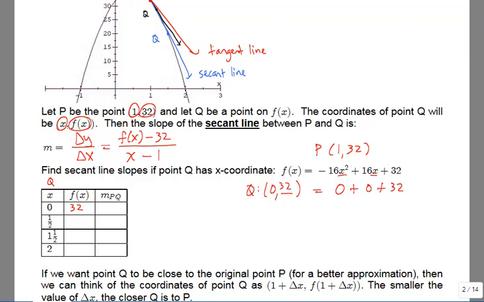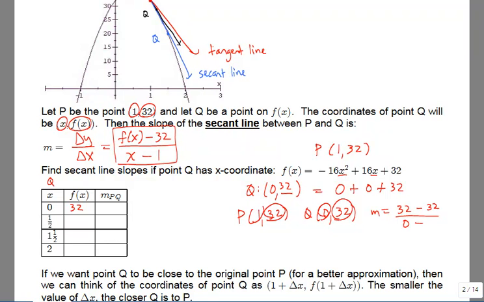Now that I know what that y value is, I can go ahead and use this slope formula right here to calculate the slope. So if point P is (1, 32), and point Q is (0, 32), then what would be the slope between those 2 points? Well, it's this f of x value minus this 32 over this x value minus 1. And 32 minus 32 is going to give me 0 over negative 1, which is just a slope of 0. So there's my first secant line and its slope.